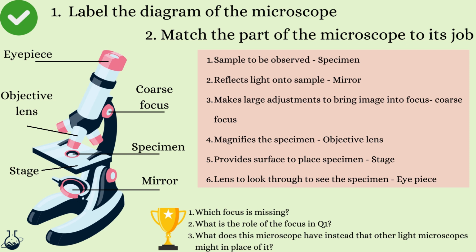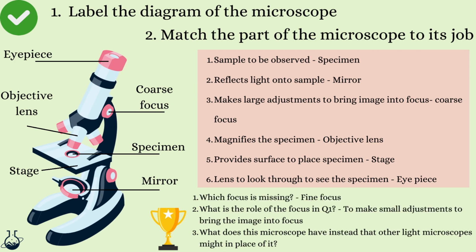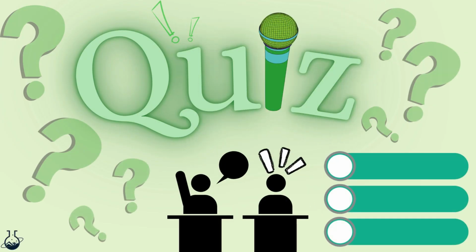And finally, the challenge questions. The fine focus is missing. The role of this is to make small adjustments to focus. And this microscope has a mirror, whereas others might have a direct light source. Well done, guys, on part 1 of microscopes.